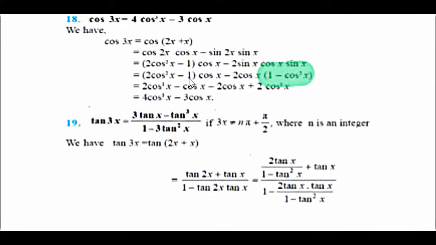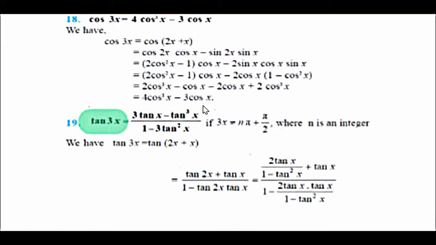And now you can expand this by multiplying inside, and finally the expression would be 4 cos cube x minus 3 cos x. This will be your final expression.